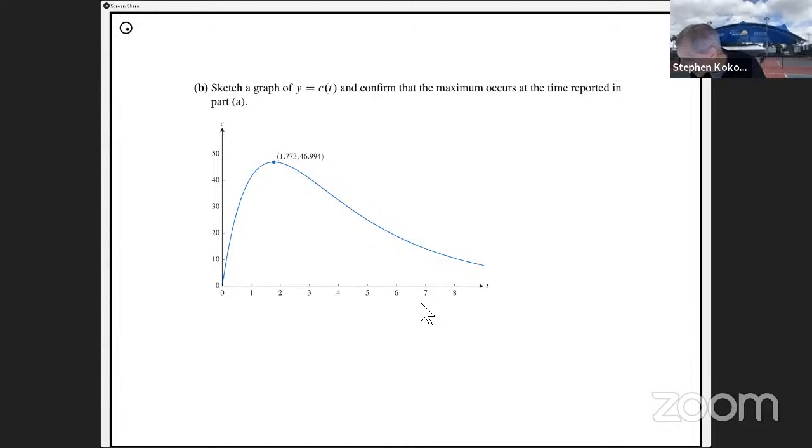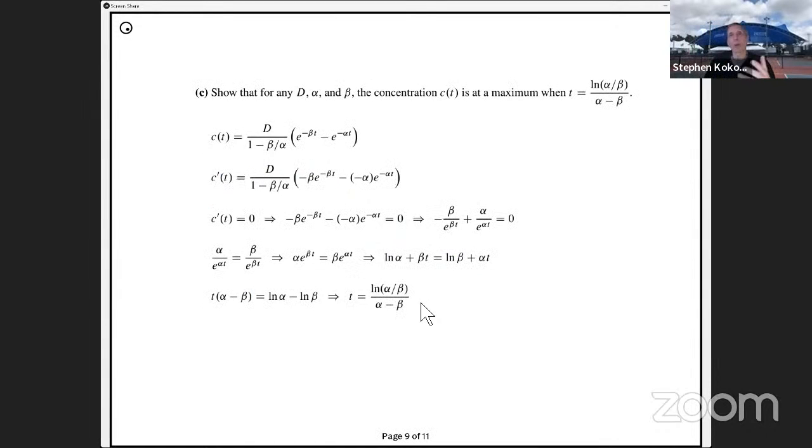And let's see. In C, what I did, and we will post these, of course, tomorrow, Curtis, is I did this in a much more general way, like we did the previous problem. We left alpha and beta and d as general unknown constants. And it turns out that the value of t that maximizes the concentration is right there: the log of alpha divided by beta, over alpha minus beta. Very cool.